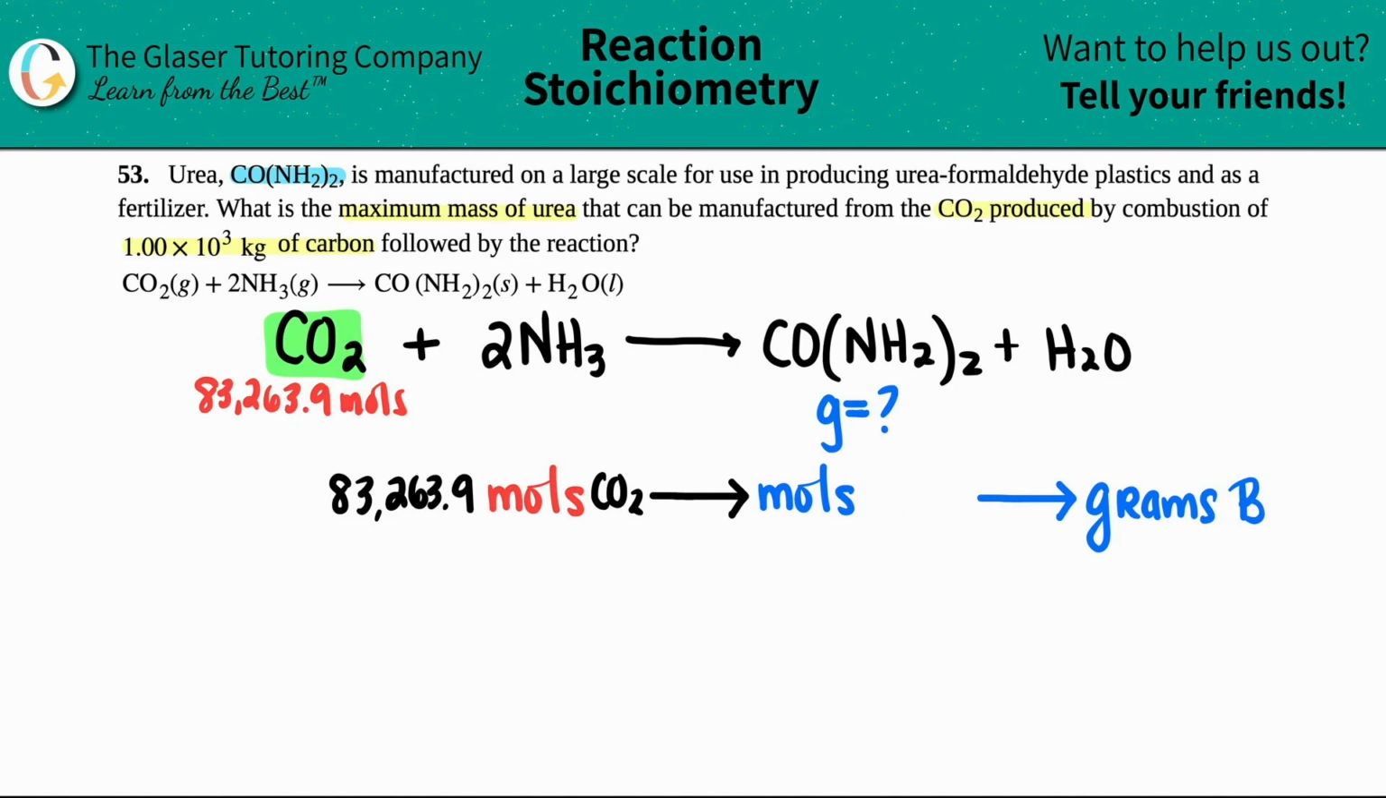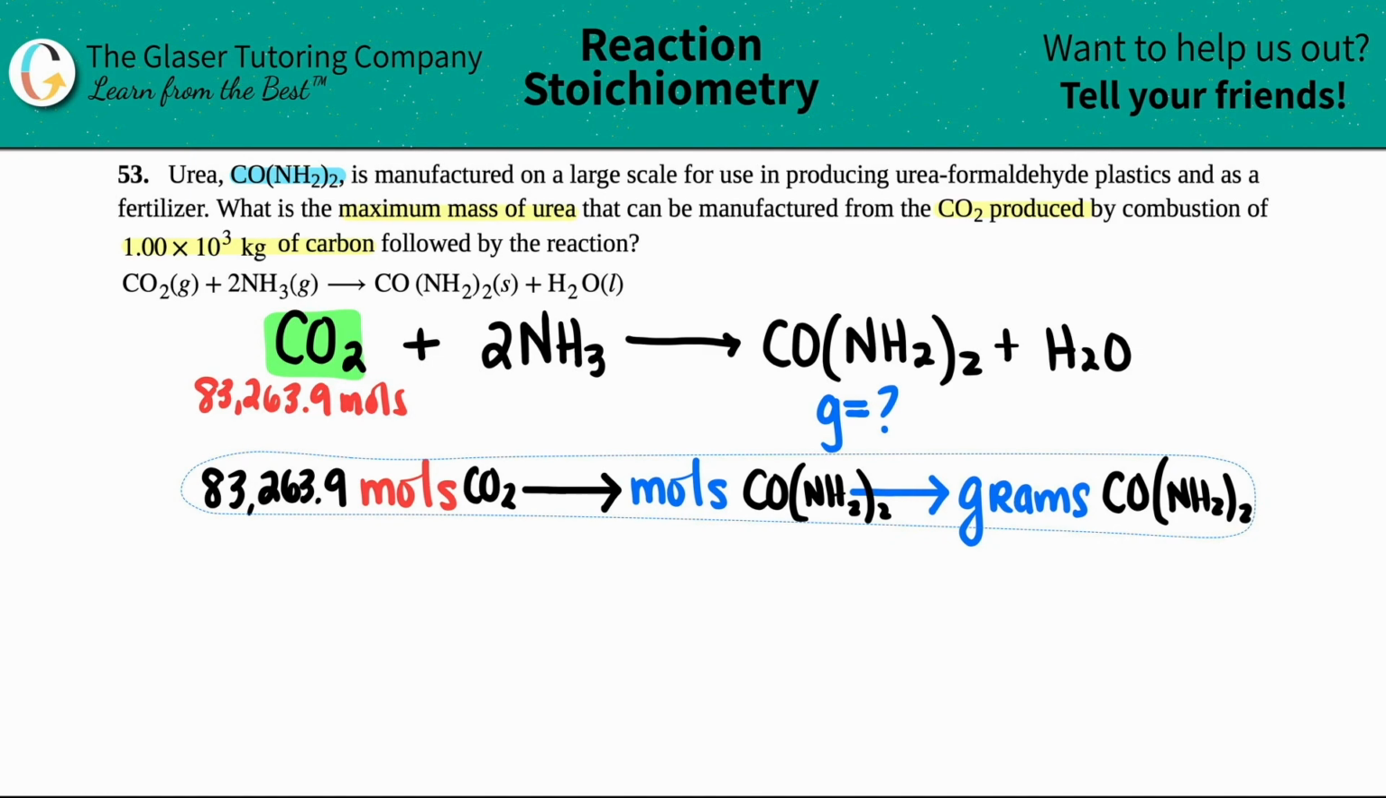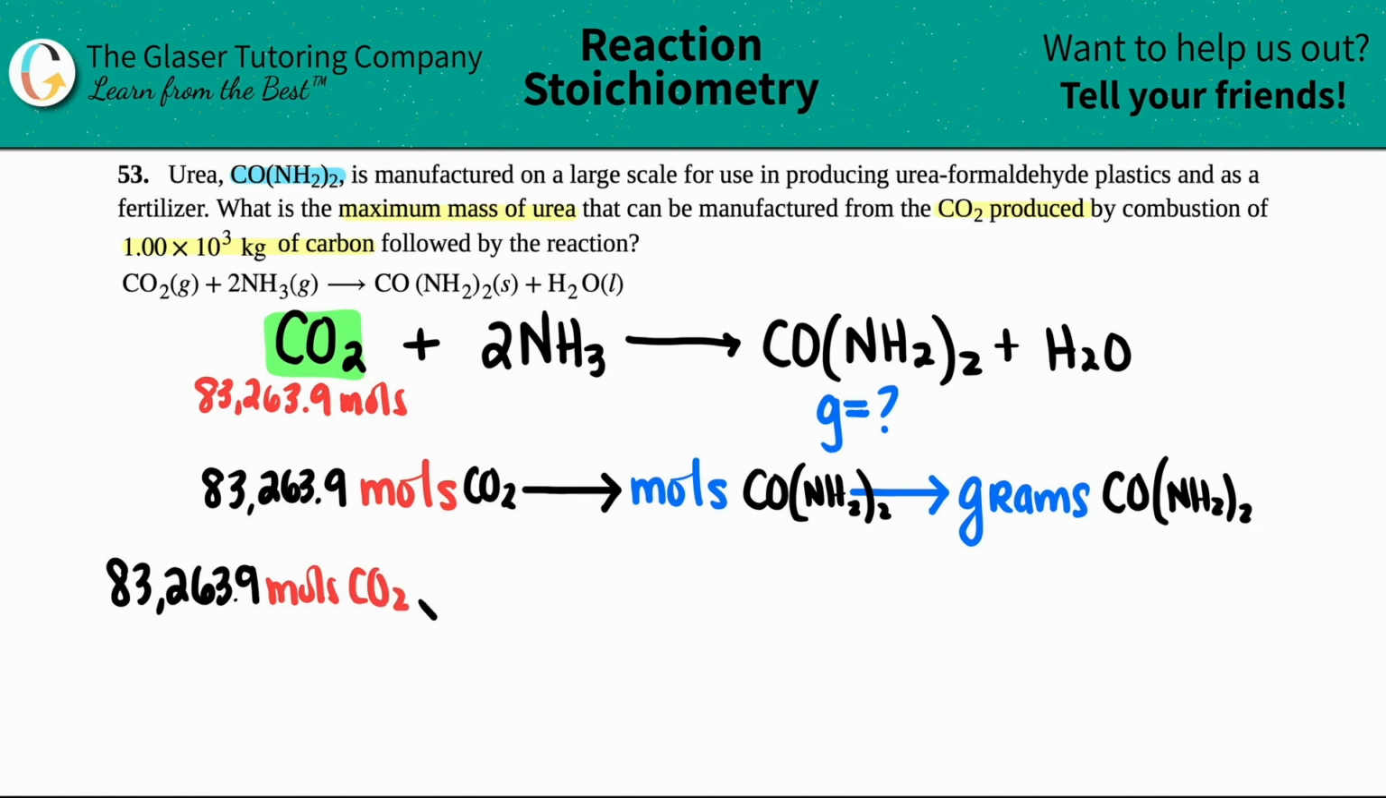And I want to convert to urea, CONH2, and then CONH2. Okay. So this is 2 steps. So start with what you're given: 83,263.9 moles of CO2. Make that ratio, because we're going now to moles of urea. Moles of CO2 on the bottom, and the moles of urea on top.